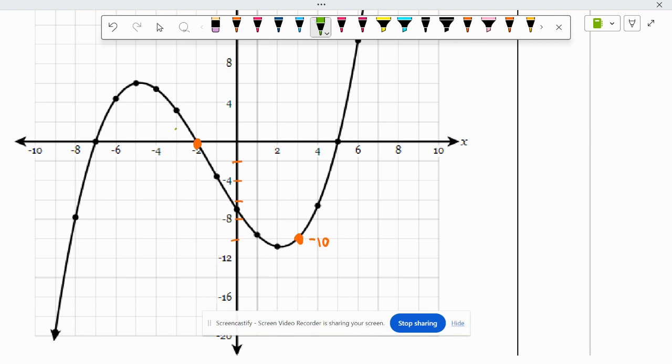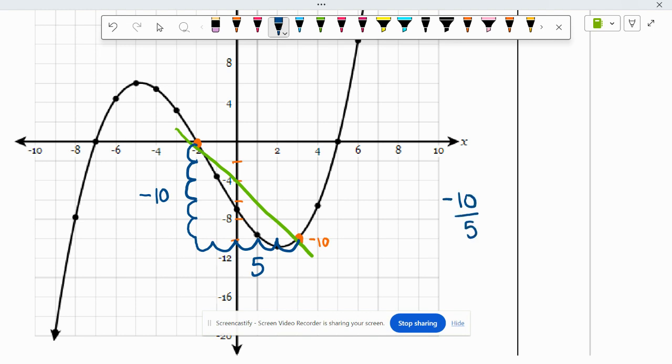So your x-axis, your run, is being counted by ones, but your rise is being counted by twos. So I'm going to go down 1, 2, 3, 4, 5, 6. Do you guys see that? Or 2, 4, 6, 8, 10. I go down 10. And then how many units do I run to the right? 1, 2, 3, 4, 5. So your average rate of change is -10 over 5. And that reduces to what? -2.